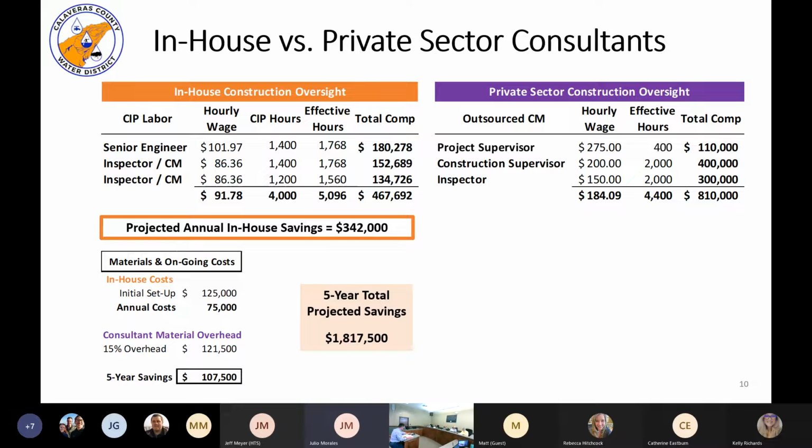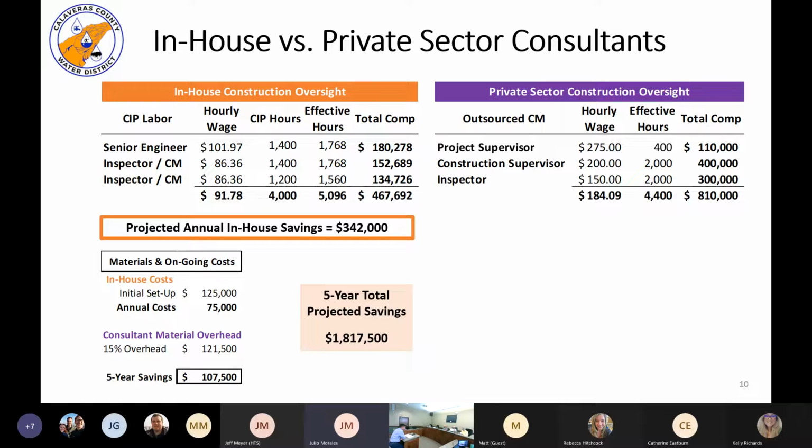Certainly. It was trying to come up with a comparison between the CIP hours and effective hours, the number of hours. Well, what you don't see on the in-house construction oversight is that's not the full carry. We were expecting some of it would be for CIP and another portion would be for operations. So we said, okay, these are the effective hours that we were charging to the in-house construction, the actual hours of CIP work that they would do.